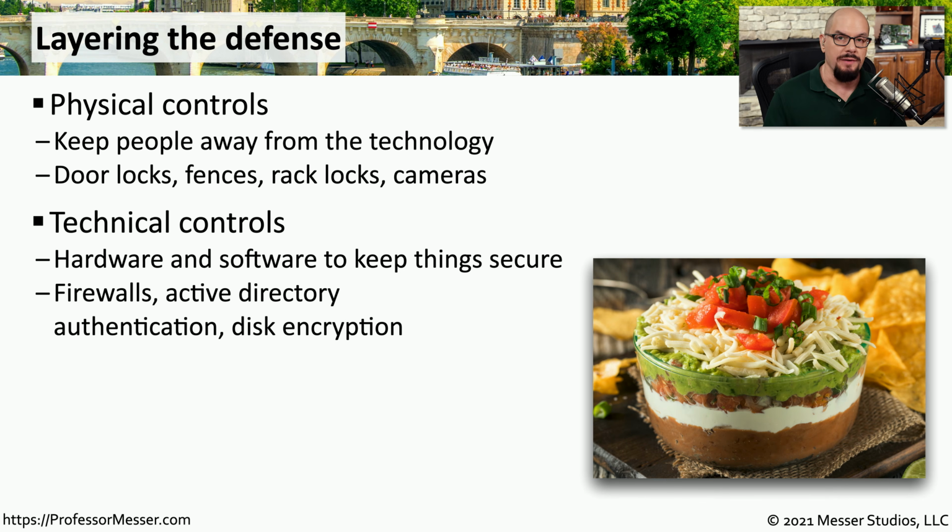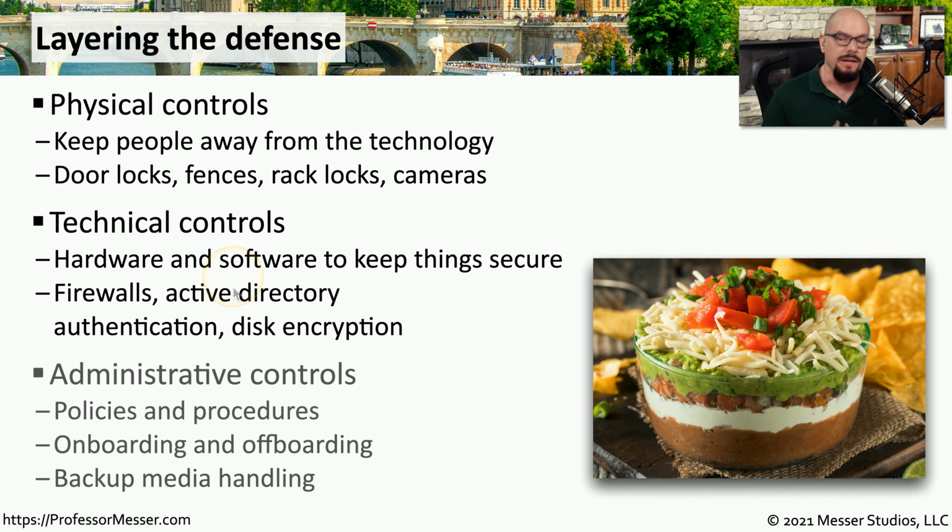Of course, we also have to protect against people coming in through the network, so we might include technical controls. This would be hardware and software that works together to stop people on the network. This would be firewalls, Active Directory authentication, or other types of authentication, disk encryption, and anything else that can protect you on the network. And of course, you need a set of policies and procedures that document and design the way to implement this security in your environment.